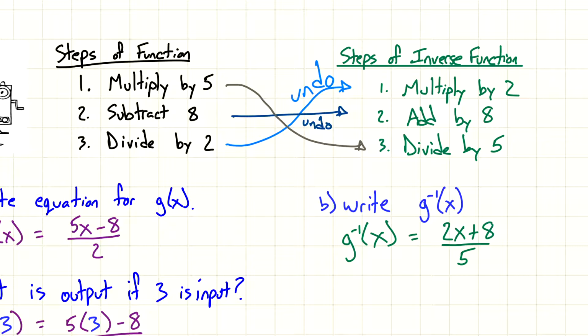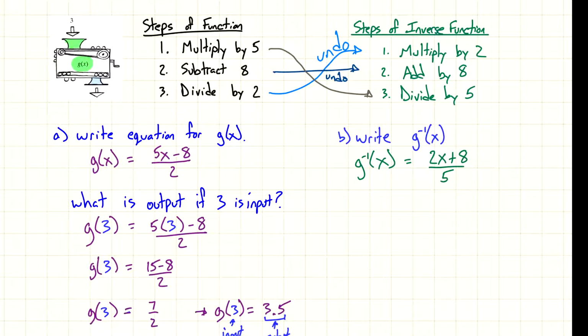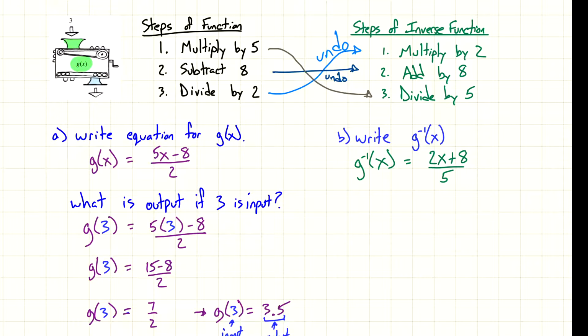What we need to do is test this out and see if it actually gives us the answer that we want. Like I said earlier, if we plug in a 3.5, we should end up with a 3. So let's show that. I'm going to plug in our 3.5, which means instead of x in 2 times x plus 8 divided by 5, I'm going to put a 3.5, and now I have something to simplify.